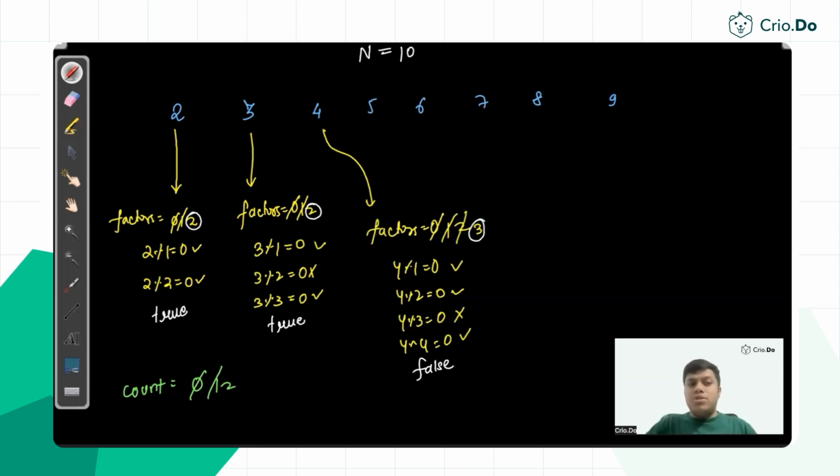Similarly, we will do the same job for 5. We will do the same job for 6. 6 will not be a prime. For 5, it will be prime, so count plus plus. 7 will be a prime, so again count plus plus. 8 will not be prime. 9 will not be prime.